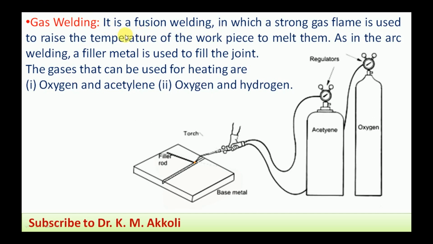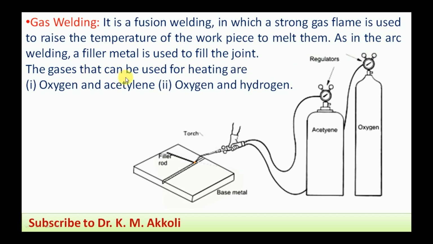That heat supply is by the combustion of gas, and the flame from that combustion of gas is used for heating the base metal as well as the filler rod. Here in this fusion welding, a strong gas flame is used to raise the temperature of the workpieces to melt them. As in arc welding, a filler metal is used to fill the joint.